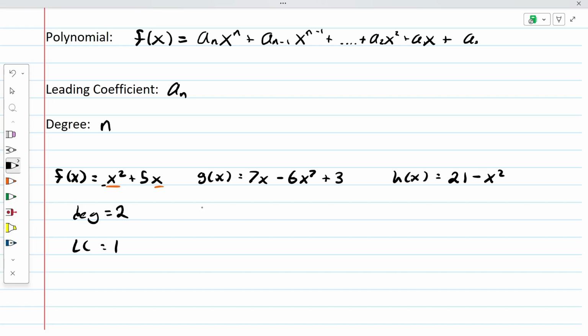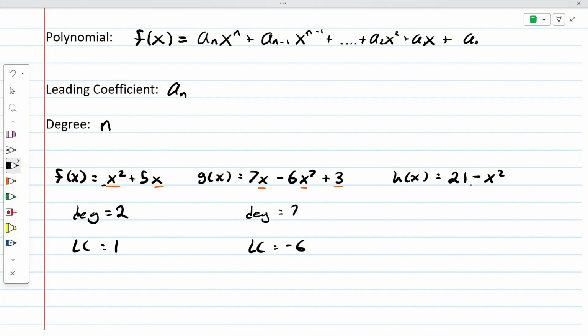For g of x, we have an x term, an x to the 7th, and a constant term. This time it's not in order, because the order doesn't matter. You can move plus and minus around. The second term is the largest, x to the 7th, so our degree is going to be 7. For the leading coefficient, we look at the coefficient on the x to the 7th, which is minus 6 x to the 7th, so the leading coefficient is negative 6.